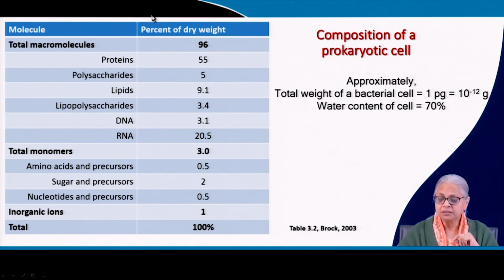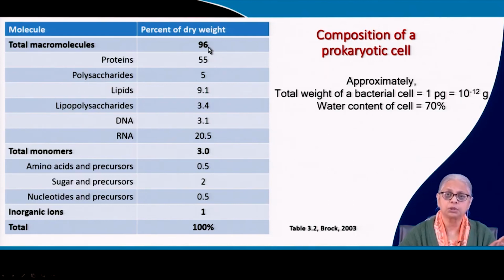So the total weight of a bacterial cell, as a simple approximation, we generally say it's 1 picogram, and 1 picogram is 10 to the power minus 12 grams. We also know that by and large, the water content of a cell minimum is 70%. It can go up to 80 or 90%.